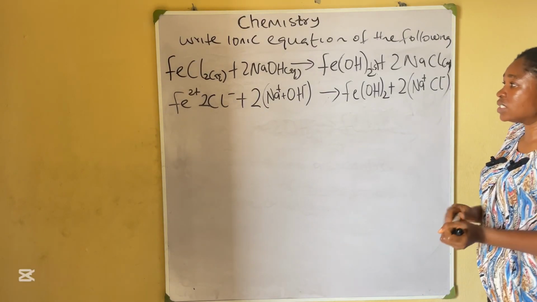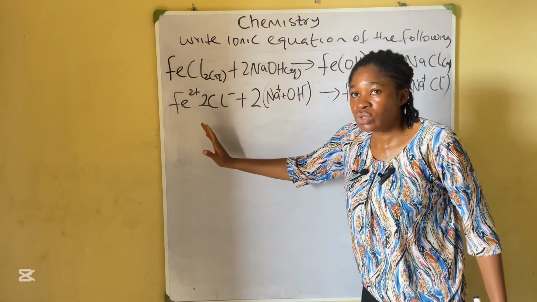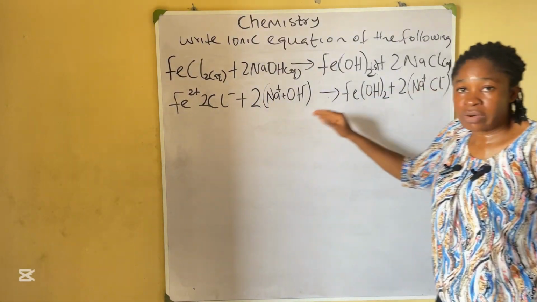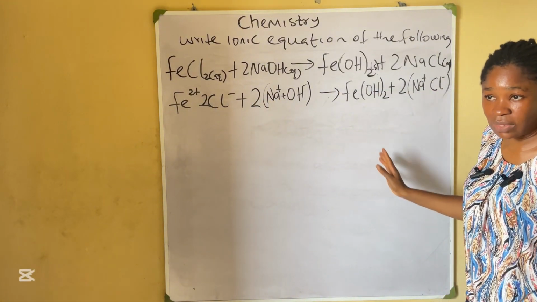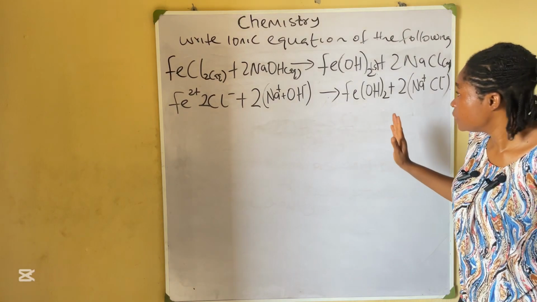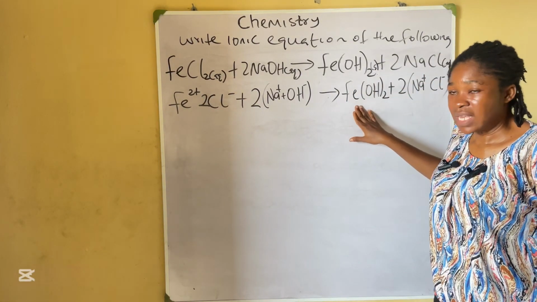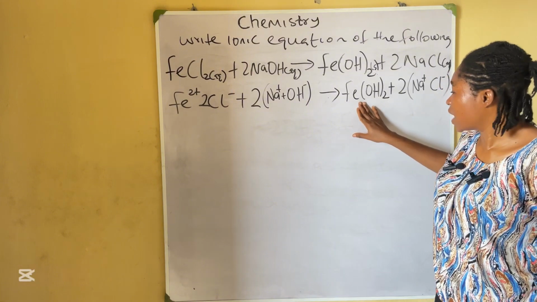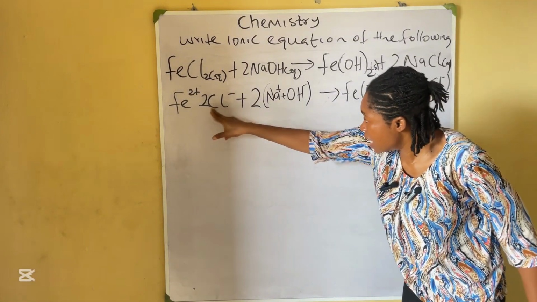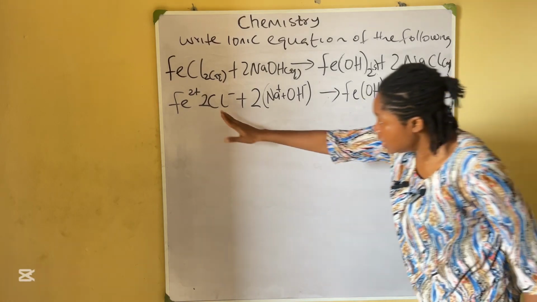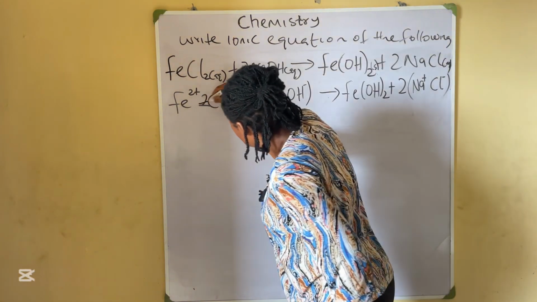Then when you have something like this, you're going to cancel out the ones that appear on the left hand side and right hand side, if they are the same. If they are not the same, leave it. This is iron 2 ion. This one is not ionized. They are not the same thing. We will not cancel it out. This is chloride ion. It also appears here, 2 moles of chloride ion. I have 2 moles here. So we're going to cancel it out.